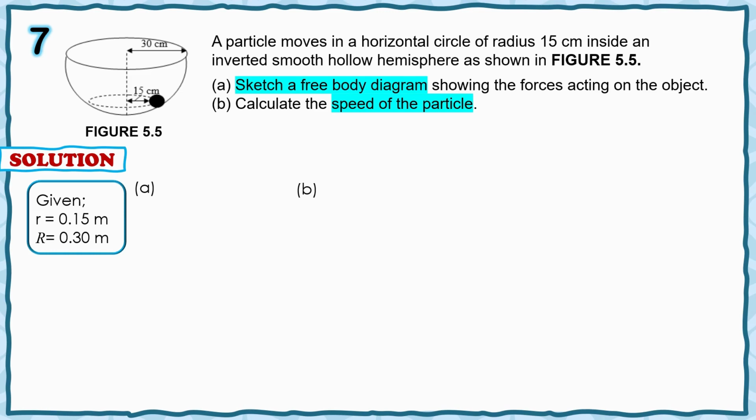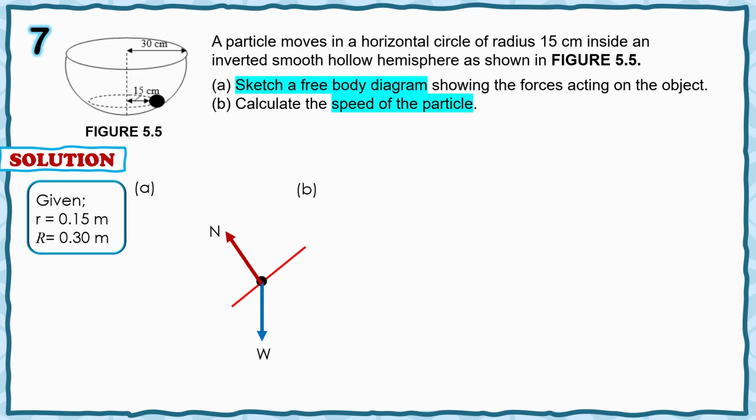Firstly, to sketch a free body diagram, you need to identify the surface in contact with the object. So I just draw a straight line, the red straight line, representing the surface in contact between the particle and the hollow hemisphere. And then our object, a particle as a point object, the forces exerted are the weight of the object and the normal force, which is perpendicular to the surface.